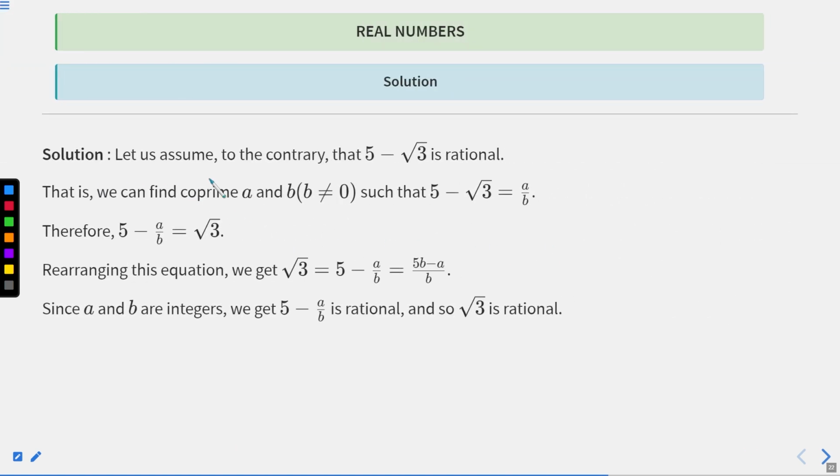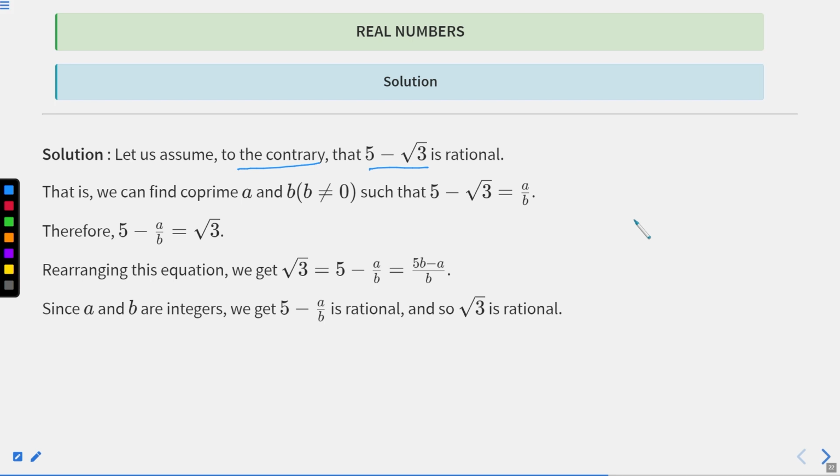First let us assume to the contrary that 5 minus root 3 is a rational number. A rational number can be expressed as a fraction a over b, where a and b are integers and b is not equal to 0.